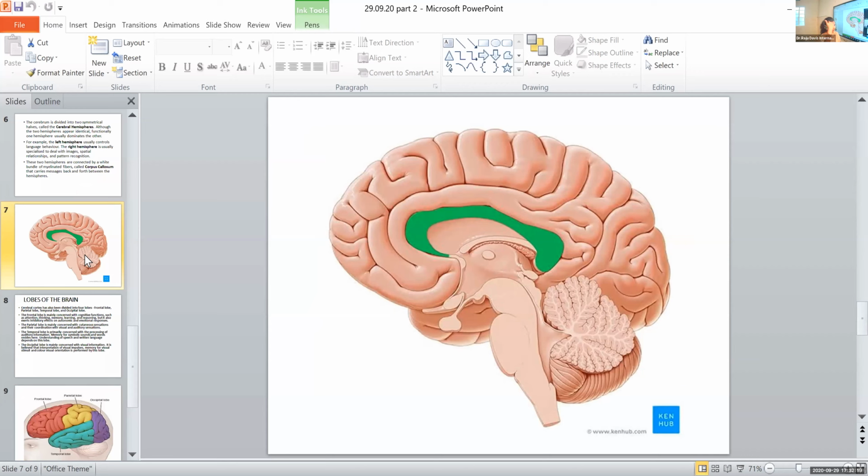So again, if I do a section like this, then we have one hemisphere on one side, and in the middle we have the greenish part called the corpus callosum. Okay. And what is this cauliflower-like structure called?